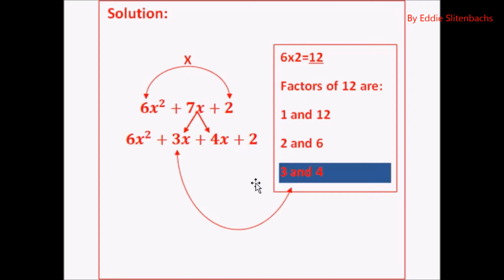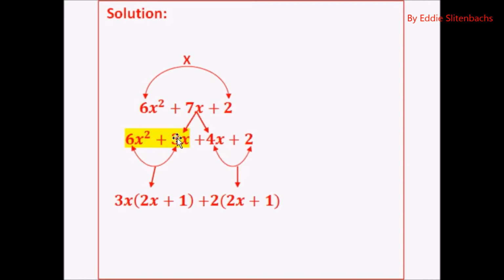Now I split that middle term, 7x, into those factors. 3x add 4x gives us our 7x. So I haven't changed anything; this is still equal to the original: 6x squared plus 3x plus 4x, which still gives us a 7x, plus 2 at the end.